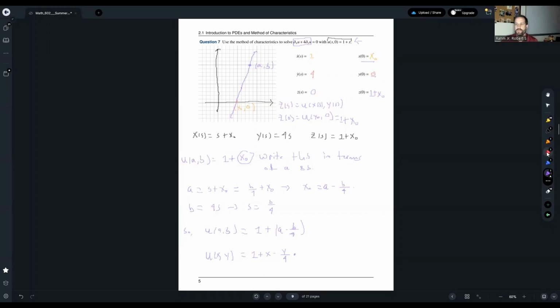Okay, now as an exercise, show that this solution solves the problem. In other words, you need to show that it solves this PDE and that when you plug in y equal to 0, u of (x, 0) is equal to 1 plus x. Okay, we're going to be looking at more examples, and I hope that will just make some of this stuff sink in even better.